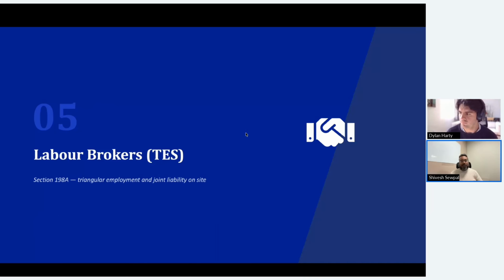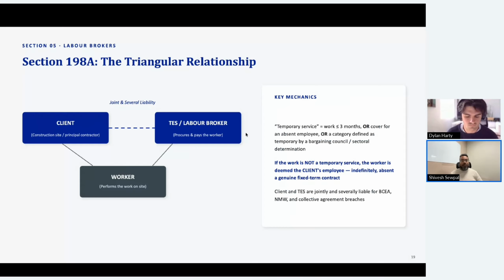The next category is labor brokers, or what the legislation calls temporary employment services, often abbreviated to TES. This is one of the most misunderstood areas in practice, especially on busy sites where labor is brought in through third parties. A TES arrangement creates a triangular relationship: the client or principal contractor, the labor broker/TES, and the worker. On paper, the labor broker may recruit the worker and process the payroll, but from a legal perspective, that does not mean the client is insulated from risk.